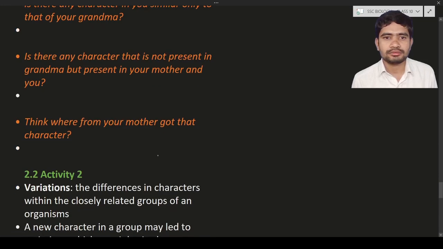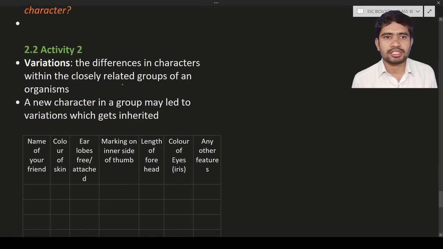Next is variations. Variation means the difference in characters within closely related groups. That is nothing but variations. If you compare two people, there will be some changes. So here, a new character in a group may lead to a variation that gets inherited.